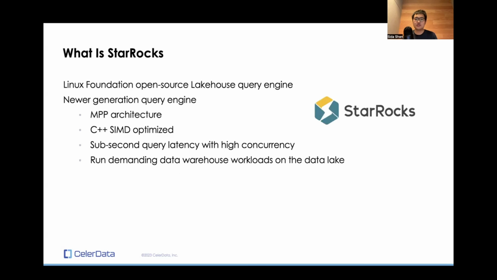So here, we're going to use StarRocks as the example query engine for the benchmark test we're going to show between data warehouse and data lakehouse. We're going to tell you why we picked StarRocks in the next slide. But first, let's begin with a short introduction of StarRocks. It is a Linux Foundation open source, Apache licensed lakehouse query engine, right? It has all of the things we talked about: MPP architecture, C++ SIMD optimized, and it's able to run sub-second query latency with really high concurrency. So basically all of the data warehouse workloads, you can run on a data lake.